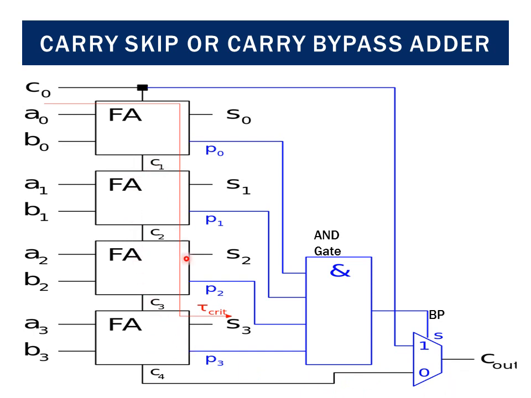So it means that if this is called one block, all the four full adders of this one block, whenever they are having all p's as 1, then you can very well bypass all propagation of the carry through these adders, and definitely you can take that carry immediately as a carry out.